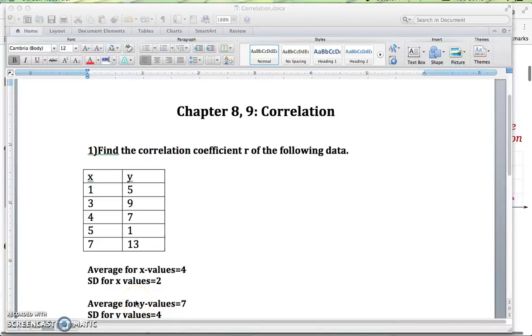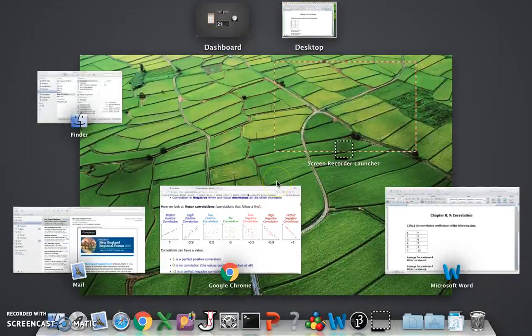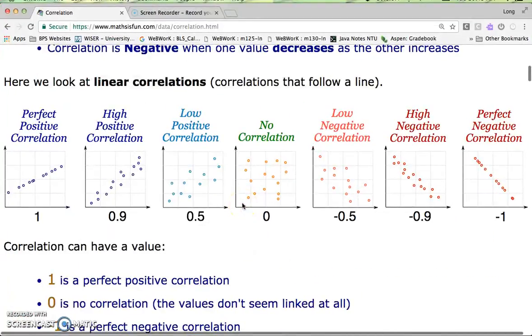Hi, this is chapter 8 and 9, which is on correlation. First of all, I want to show you some correlation graphs. On the left here, this is a perfect positive correlation, and this positive correlation has a value of 1, meaning that all the points are on the same exact line.